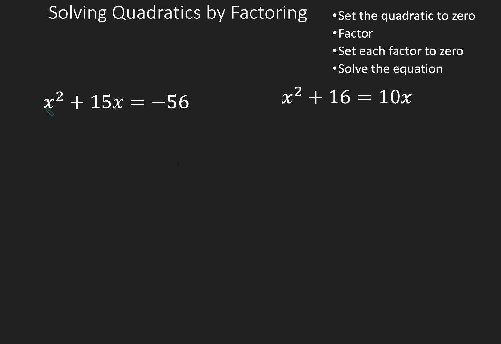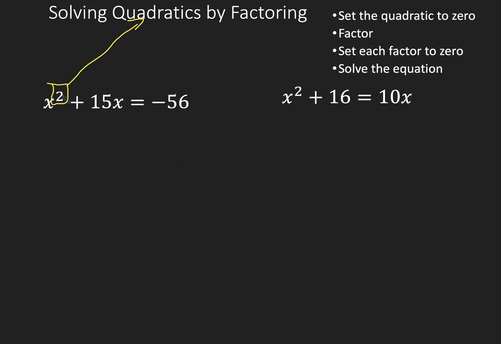Let's begin. So here I have x squared plus 15x equals negative 56. Now I know that this is a quadratic and not a linear equation because notice my greatest exponent is a 2. So whenever you see your variable being raised to the second power, whether it's an x squared or a y squared or a z squared, then you know you have a quadratic and you can't use the method like how you would a linear equation.